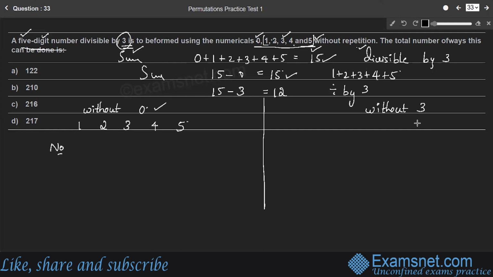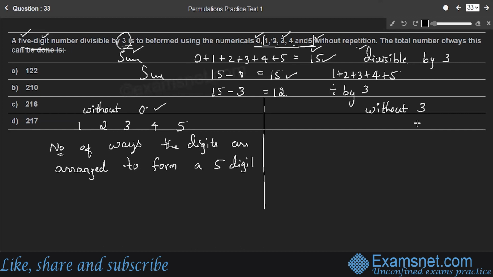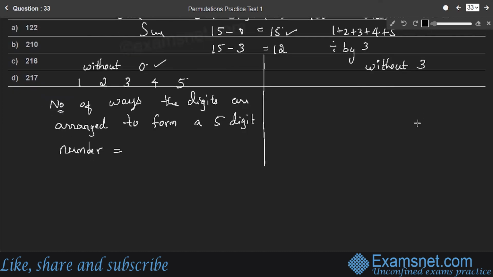So the number of ways the digits are arranged to form a 5-digit number. It is understood that this number is divisible by 3, since we have already taken their sum. So the number of ways the digits are arranged to form a 5-digit number is factorial 5. Here are 5 digits, so it is 5 factorial.